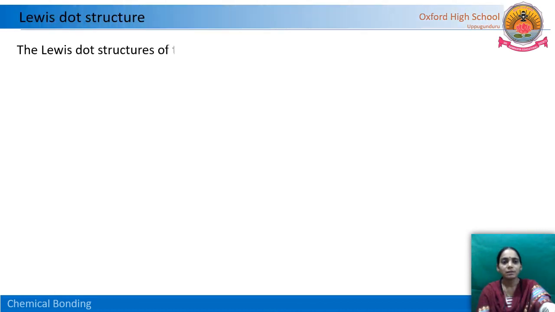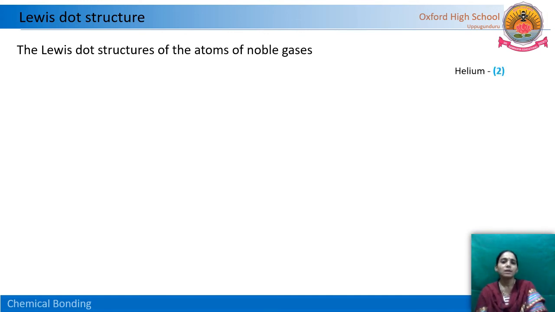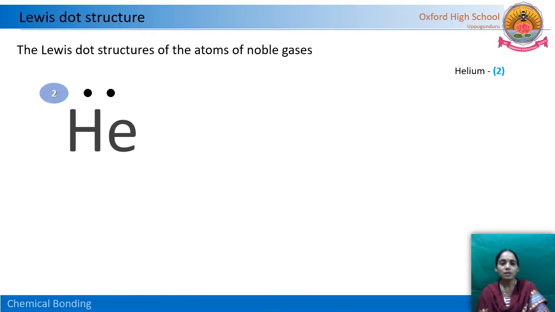Let us write the Lewis dot structure for the atoms of the noble gases. What are the noble gases? Just now we have seen helium, neon, argon, krypton, xenon, and radon. First one is helium. We know that the helium electronic configuration is only 2 electrons, so it is 2. And for these 2 electrons, how to write the Lewis dot structure? First of all, the helium nucleus, so it is He, and upon that, how many valence electrons are there? Total number of electrons is 2 and valence electrons are also 2. So we have to put 2 dots upon He.